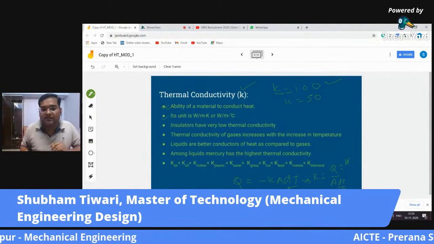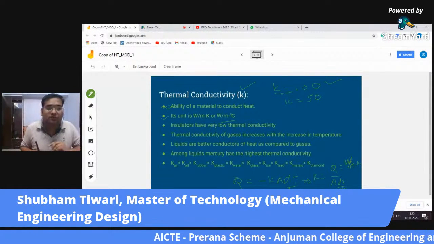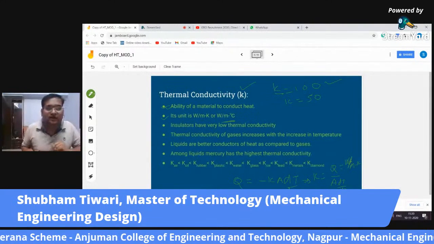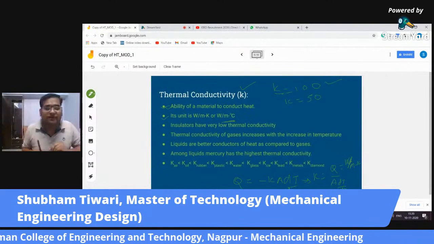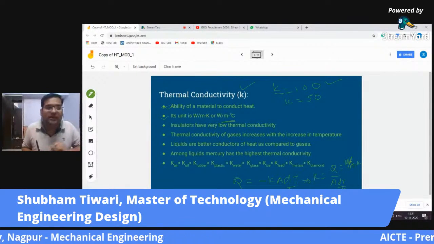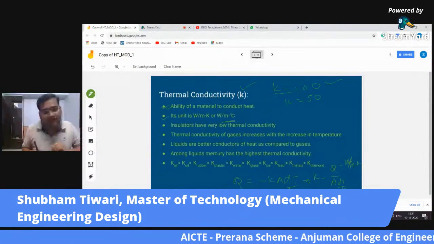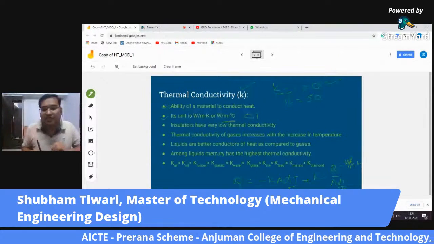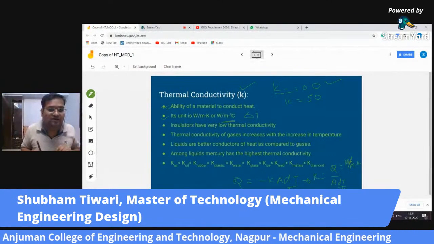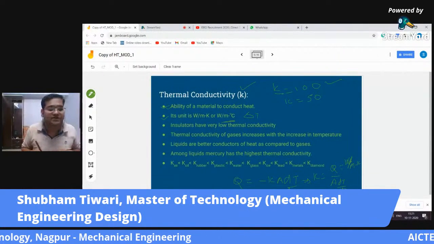You will find that its unit will be watt per meter Kelvin or watt per meter degree Celsius. Just put their units here and you can solve it on your own, and you will find out that the unit for thermal conductivity is either watt per meter Kelvin or watt per meter degree Celsius. Now Kelvin or degree Celsius, both are the same, because we are talking about delta T, that is, temperature difference. The difference value will be the same for both units, either Kelvin or degree Celsius. So there's no need to get confused over this.